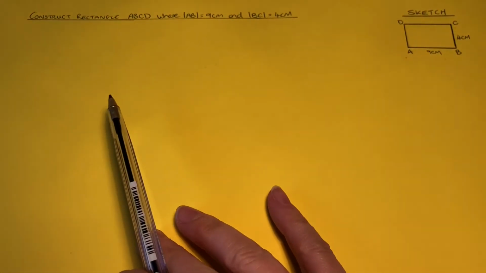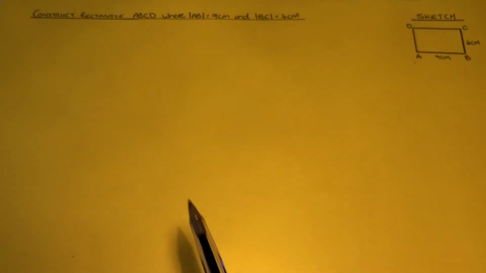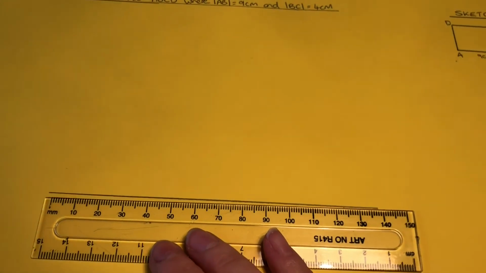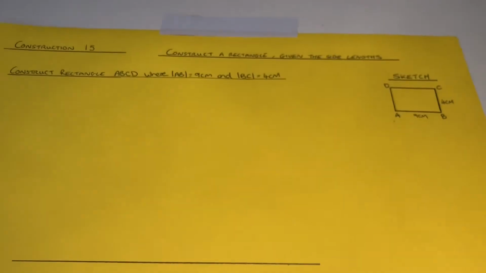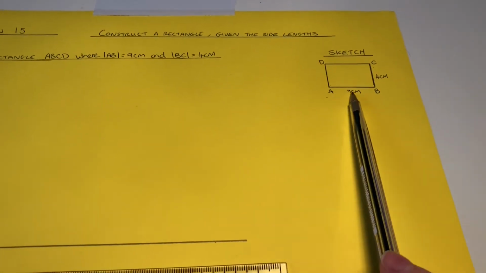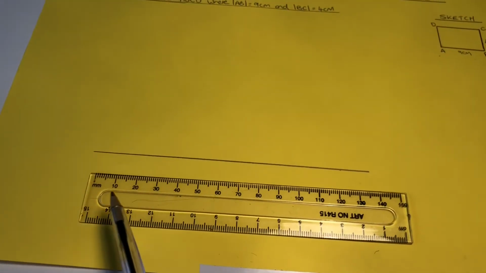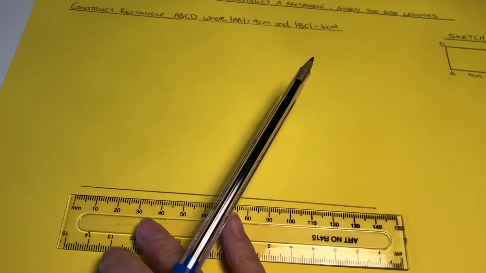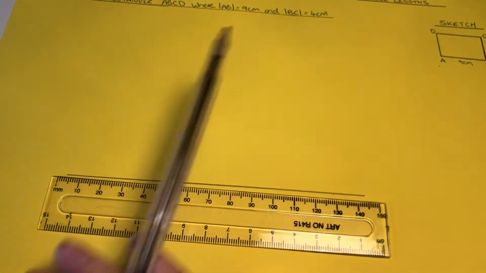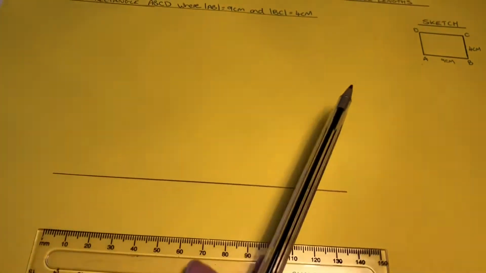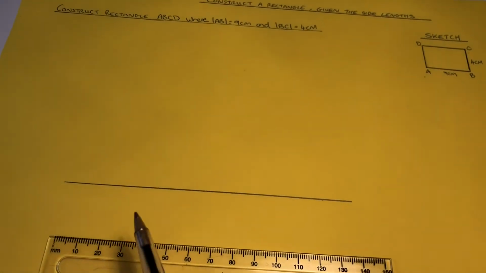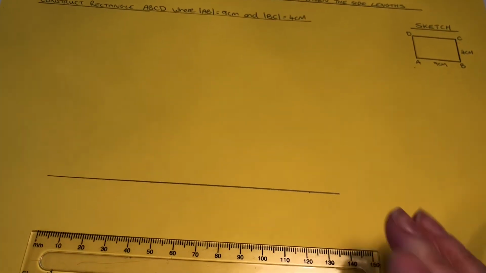So I need to start low enough that I'm going to have enough space to complete the rest of the rectangle. So I start off by drawing a long line, a line that is longer than the required line segment. As this was 9 centimeters, I used my 15 centimeter ruler and I drew a good section of a line about 14 centimeters long. So I know it's definitely going to stick out on both ends.